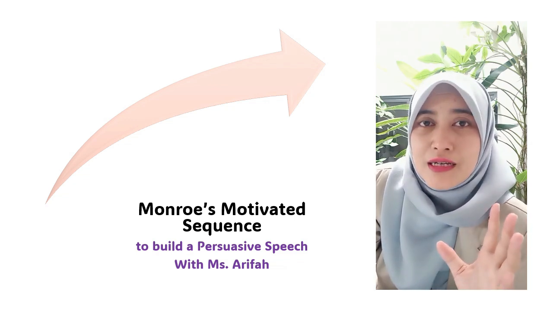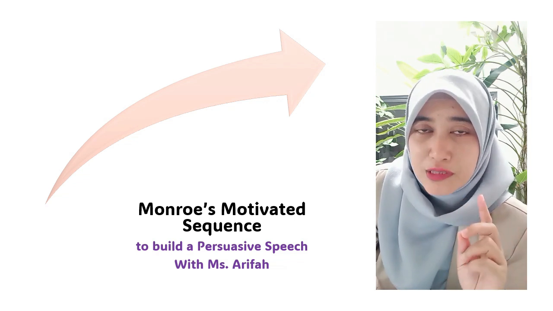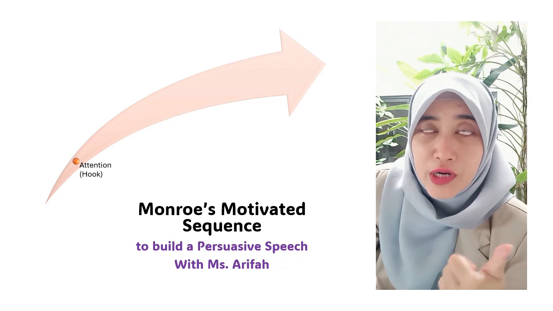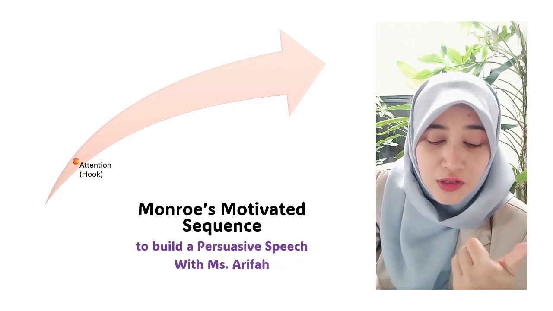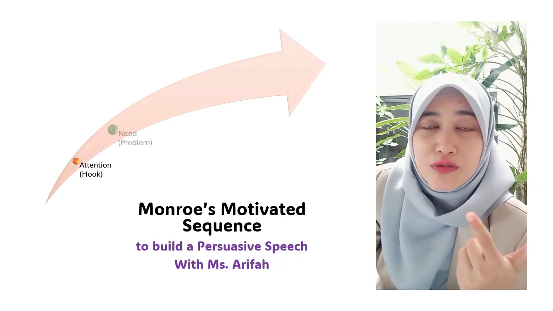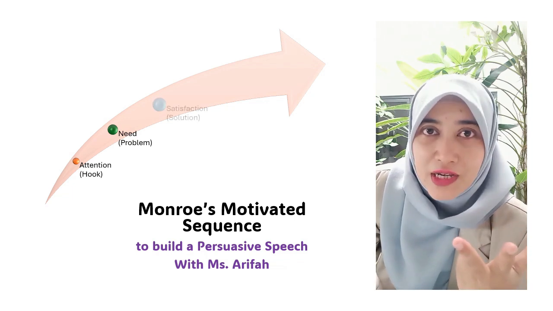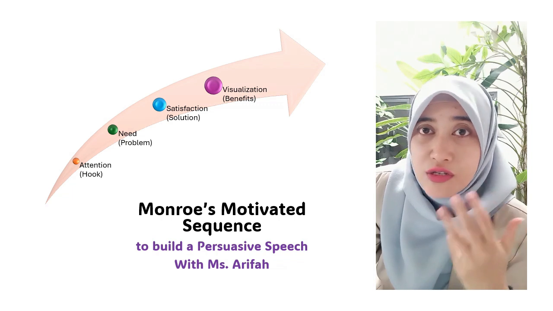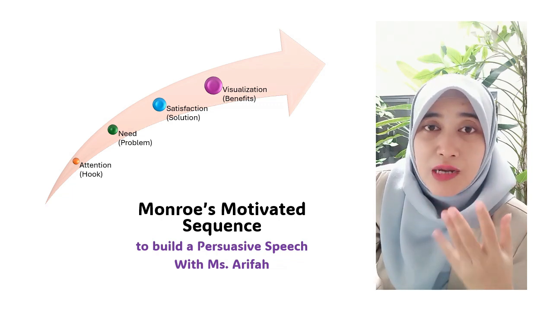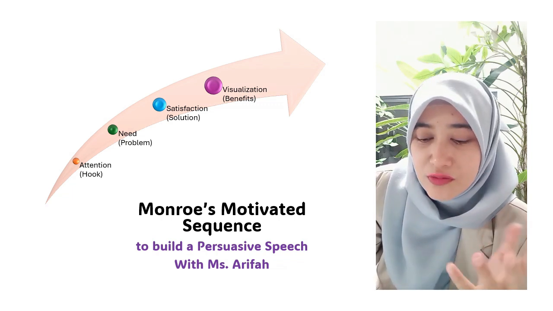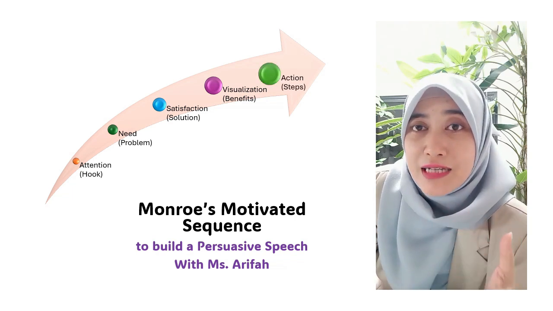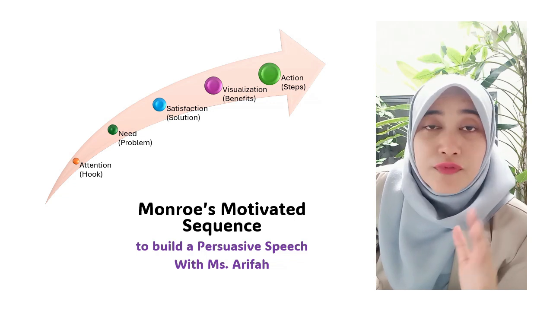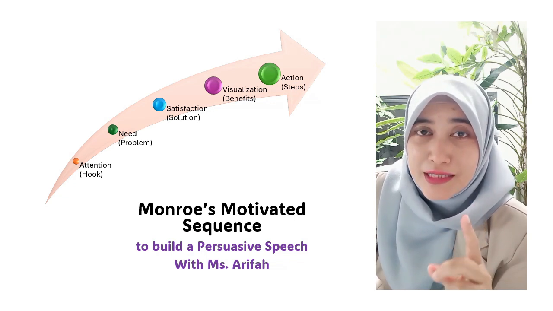This method consists of 5 stages of persuasive speech, which are the attention, where you grab the audience's attention with the hook, and then need, where you state a problem, and then satisfaction, where you offer a solution, and then visualization, where you describe to the audience the benefits of this solution, and lastly, action. This is where you call for an action from the audience. Let's take a look at the steps one by one.